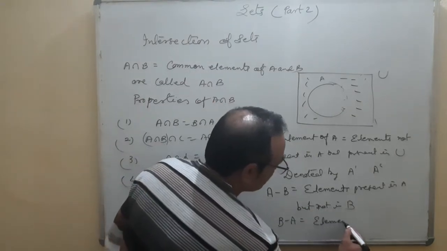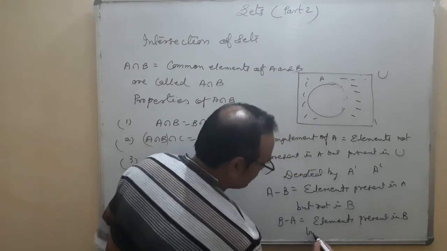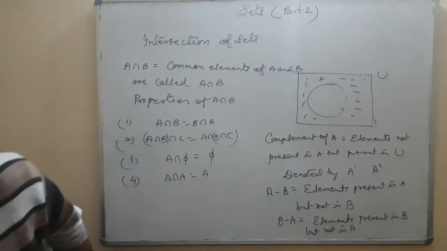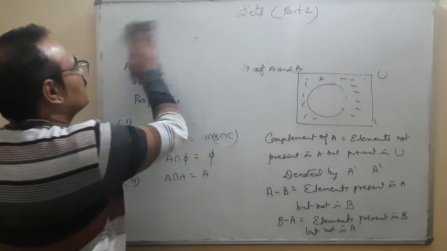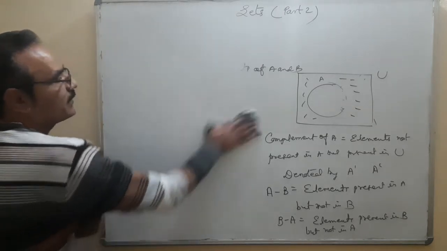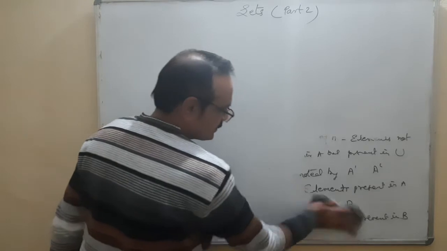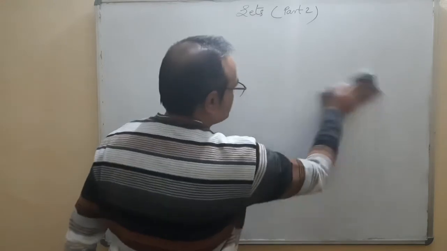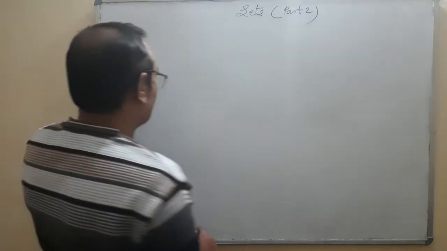Elements present in B but not in A: B difference A. So these are the things: sets, intersection, union, complement, and A difference B, B difference A. After that, we'll discuss one very important formula which is used for solving the questions. But before using that formula, one more thing. With the help of Venn diagram, we'll discuss many more things.